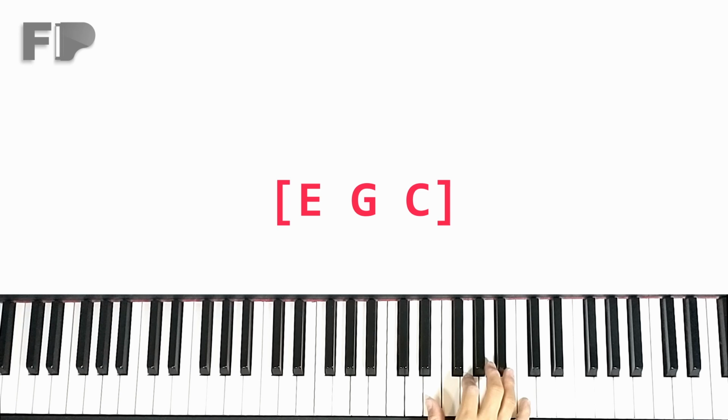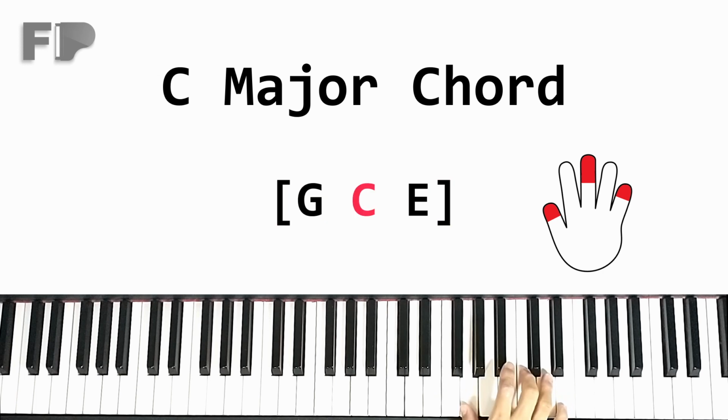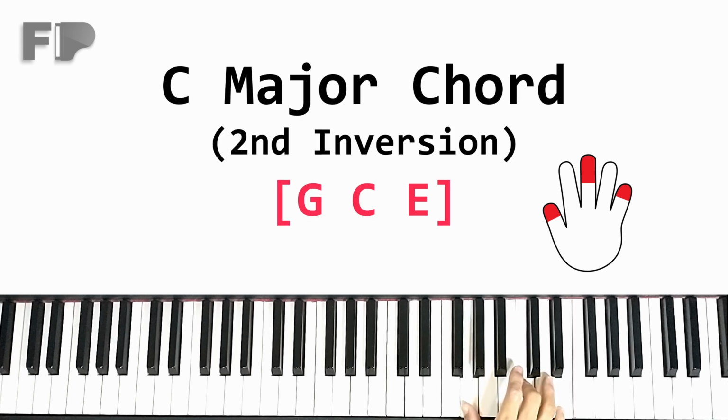Now from here, we can move our lowest note E up an octave and play G with our thumb, C with our middle finger, and E with our pinky. We end up with what we call the second inversion. Like the first inversion, we are playing the same 3 notes, but in a different order, and that gives us another different sound.